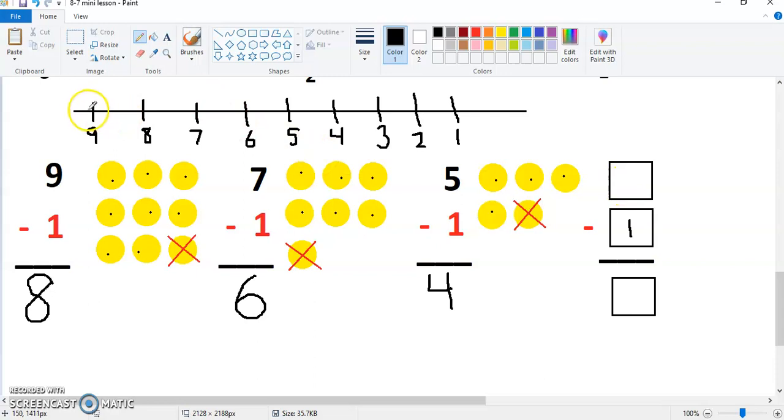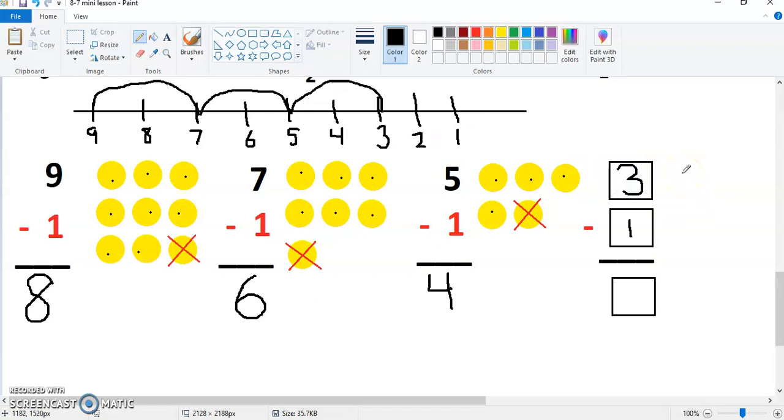Well, let's think about it. So first we started at 9, we jumped to 7. Uh-oh, we skipped a number. Then we went to 5. Here we go. We skipped another number. So let's think about the pattern. Think about it in your brain. 9, skip a number, 7. 7, skip a number, 5. 5, maybe skip a number. Here we go. So we're going to skip 4. 3. Okay, so we're going to write a 3.